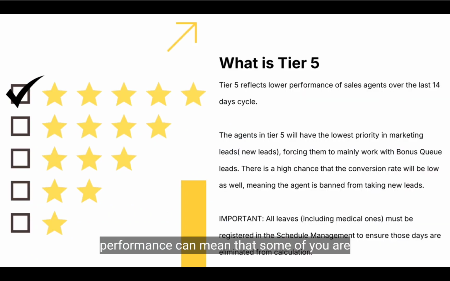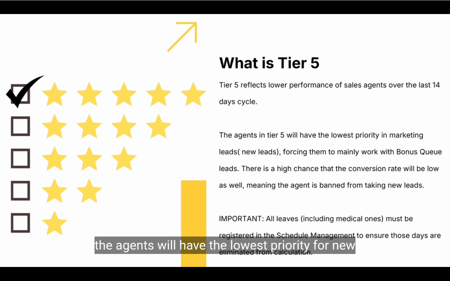But low performance can mean that some of you are downgraded to Tier 5. Let's understand more about the bottom tier. As mentioned, Tier 5 is the last tier level, and agents find themselves there if their performance over the last 14 calendar days has been unsatisfactory.